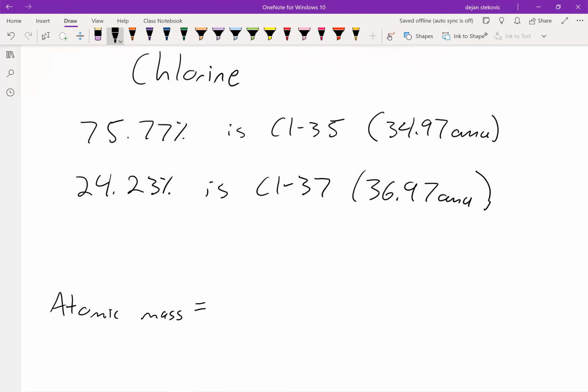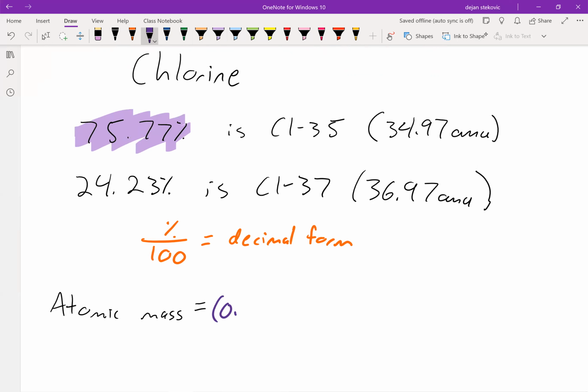So it's going to be a sum of the parts. The main thing that we have to be careful of is we have to write them all as decimals, right? So if you have a percent, to take it to a decimal, you just divide by 100. So for example, we can take this 75.77 and change that to a decimal by dividing by 100, and you get 0.7577. And then we multiply that by its mass, which is this 34.97 AMU.